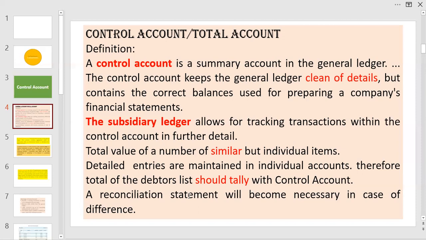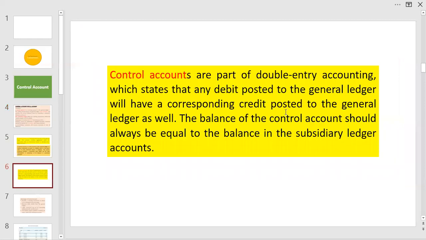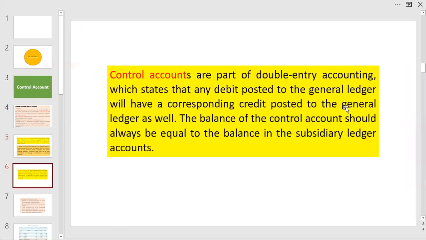Control accounts are strictly part of double entries. Debtors control account is an asset account. Creditors control account is a liability account, and they will respectively represent the trial balance and further accounting statements. Please remember, even the individual details maintained in the subsidiary ledger are also strictly part of double entries.